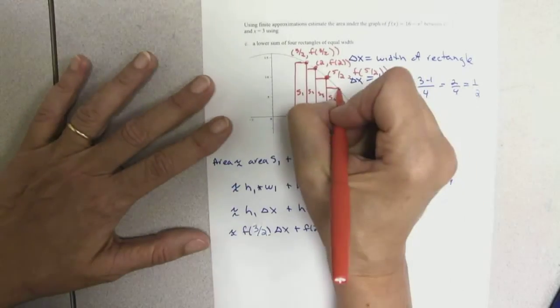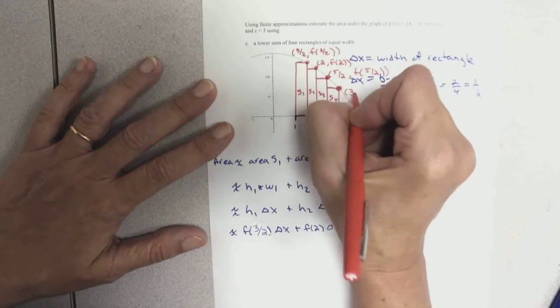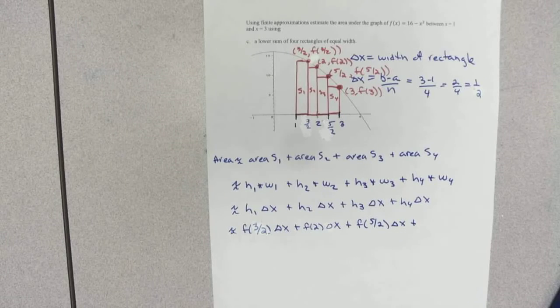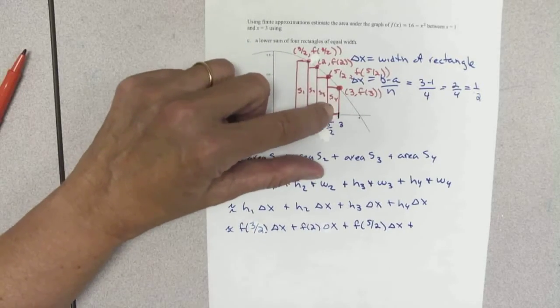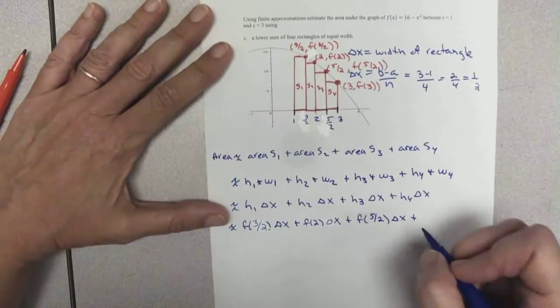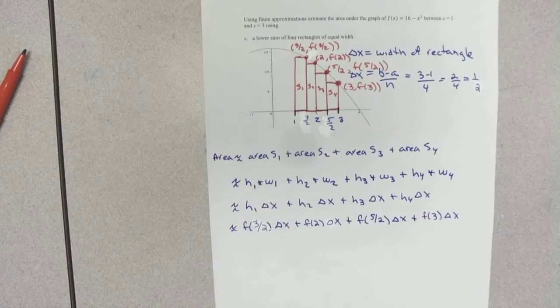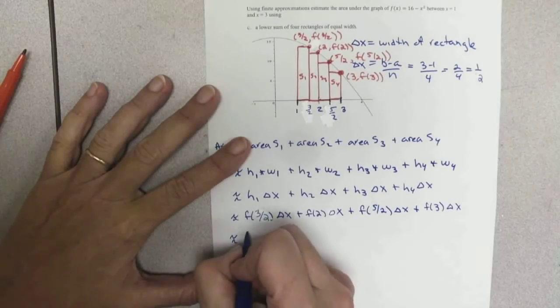And lastly, my last height right there, the x-coordinate is 3. That makes the y-coordinate f of 3. Remember, you always get y-coordinates by just plugging into the original function. So my y-coordinate is f of 3, and that y-coordinate gives me that height right there. And so my height is f of 3 delta x. And it really is downhill from here.